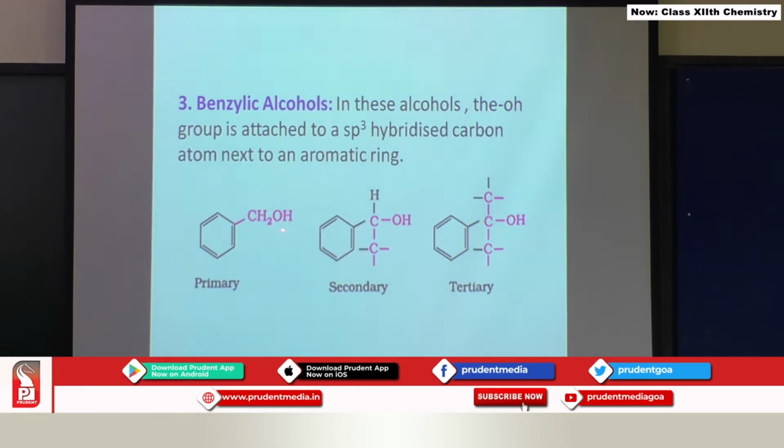This is primary because the OH group is attached to the benzylic carbon to which two hydrogens are directly attached. In this case, the OH group is attached to a benzylic carbon to which only one hydrogen is directly attached. Therefore, it is called as secondary benzylic alcohol. In the third case, the OH group is attached to the carbon to which only alkyl groups are attached. Therefore, it is called as tertiary benzylic alcohol.